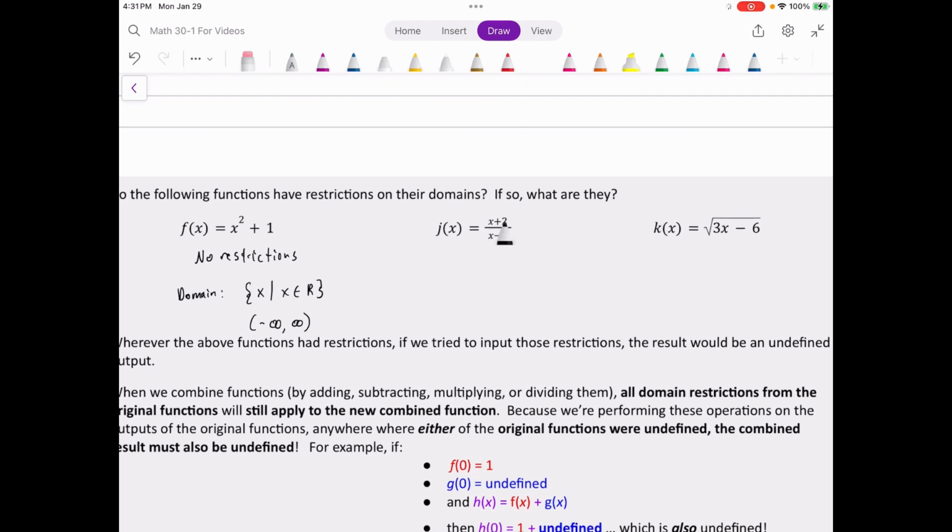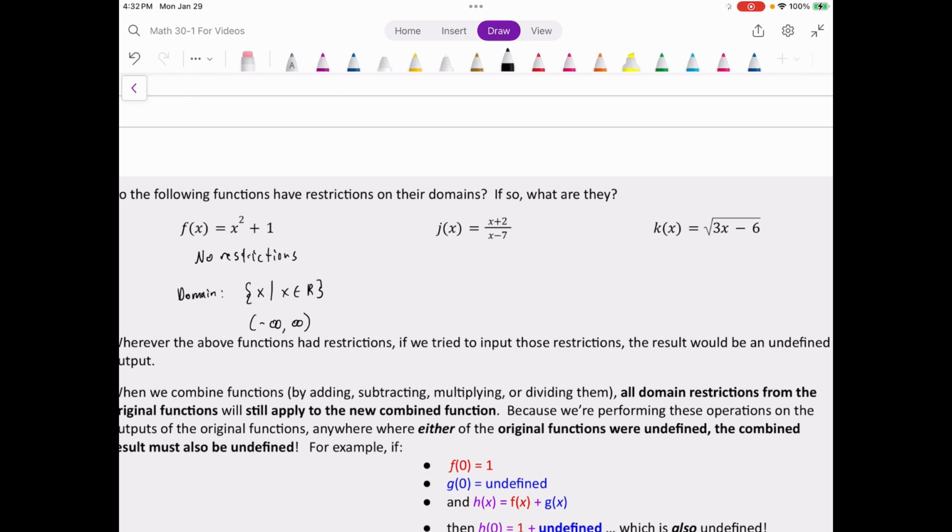J of x, we have x plus 2 being divided by x minus 7. Can you see where there are some values of x that might be a problem for us here? We're dividing by something that contains an x. That means we've got to be careful about what x is, because it is possible to make this denominator 0. It would be 0 if x were 7. If x were 7, I'd be dividing by 0, and that is undefined. We would have an undefined expression.